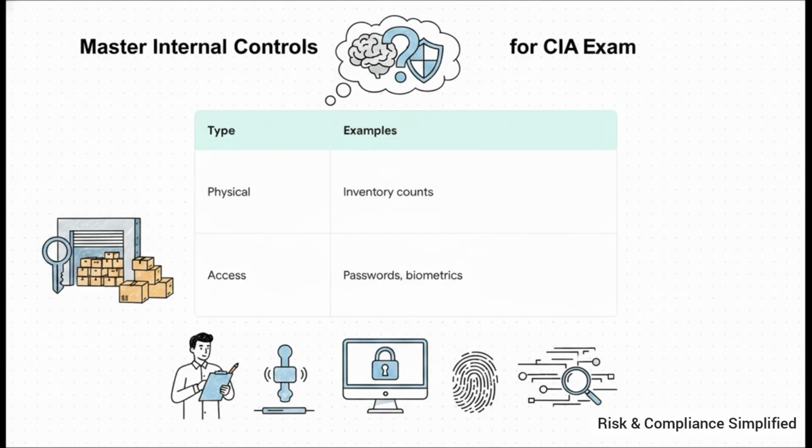Finally, whatever you do, don't confuse physical controls with logical access controls on your exam. Think passwords versus padlocks. Access controls are logical. They're usually embedded in IT, so think passwords, ID numbers, biometric scanners, and system logs tracking your digital footprints. Physical controls are real-world, tangible actions: locking a warehouse door, requiring physical keycards, or doing actual physical inventory counts of the boxes sitting on your shelves.